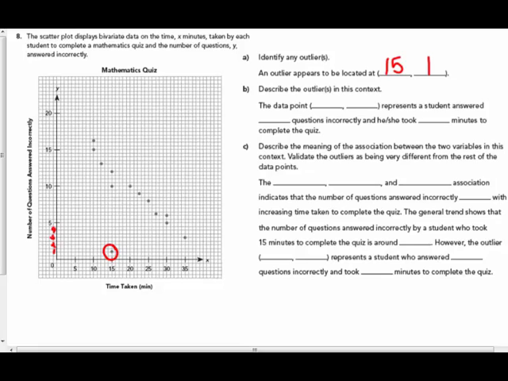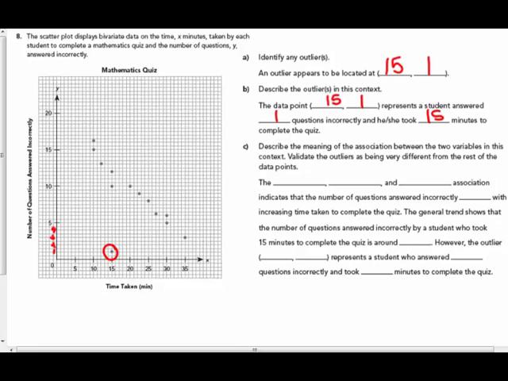Describe the outlier in this context. The data point (15, 1) represents a student who answered 1 question incorrectly, not 15, because 15 is minutes, and she took 15 minutes to complete the quiz. Describe the meaning of the association between the two variables in this context. Validate the outlier as being different from the rest of the data points.